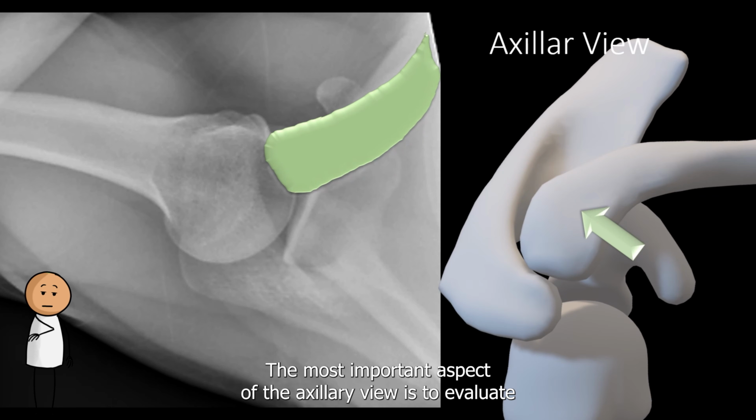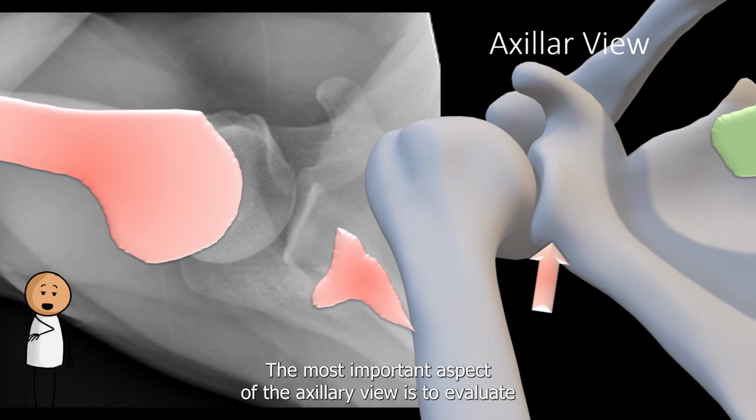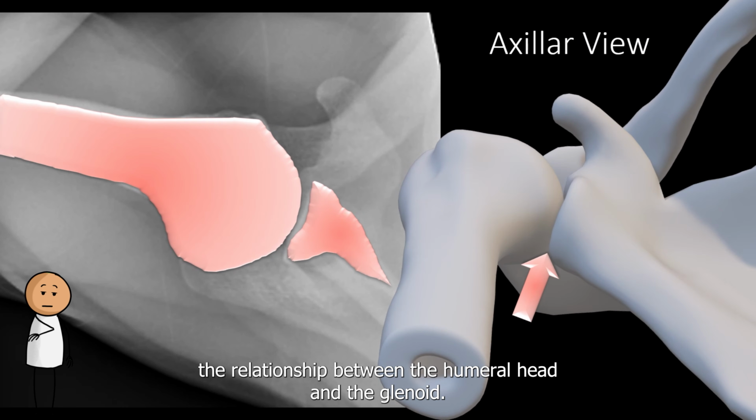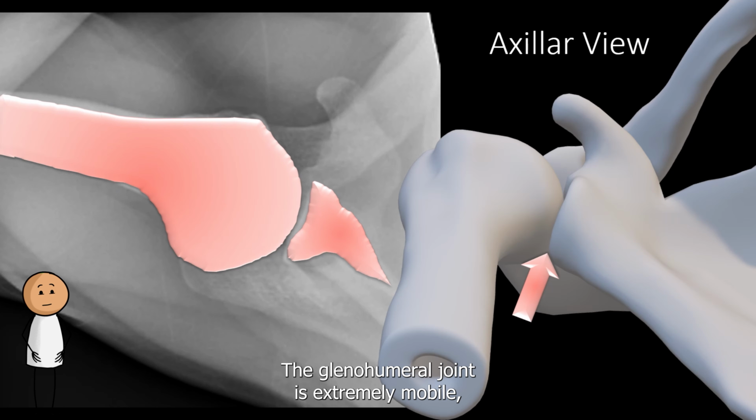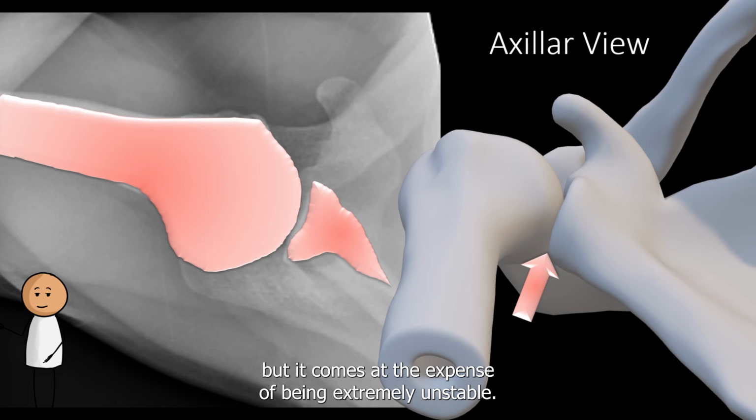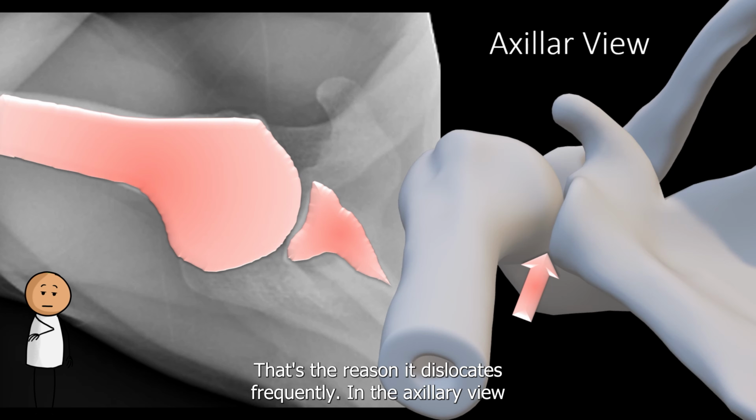The most important aspect of the axillary view is to evaluate the relationship between the humeral head and the glenoid. The glenohumeral joint is extremely mobile, but it comes at the expense of being extremely unstable. That's the reason it dislocates frequently.